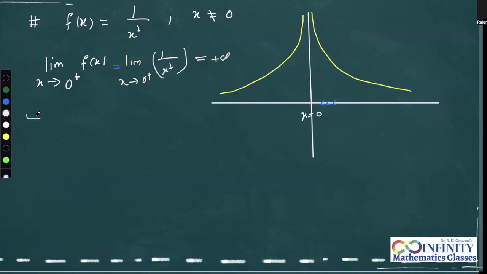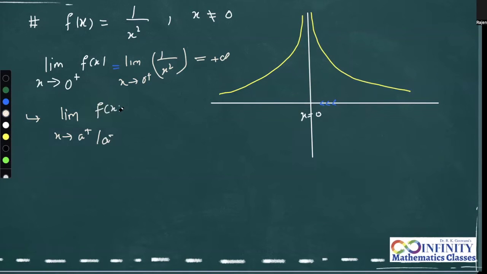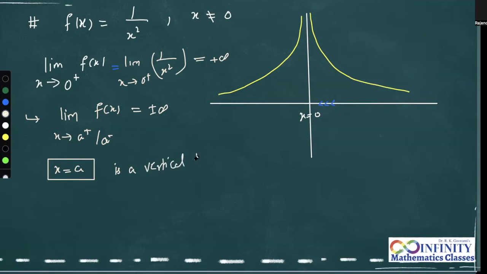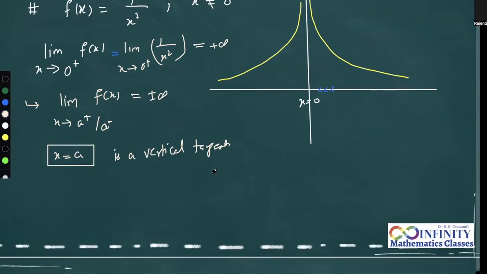So whenever x tends to a plus or a minus, depending upon the case, f(x) is going to be either plus or minus infinity. In this case, x equals a is a vertical asymptote. Is it clear to you? It's going to be a vertical asymptote. There is a third statement, the oblique asymptote.